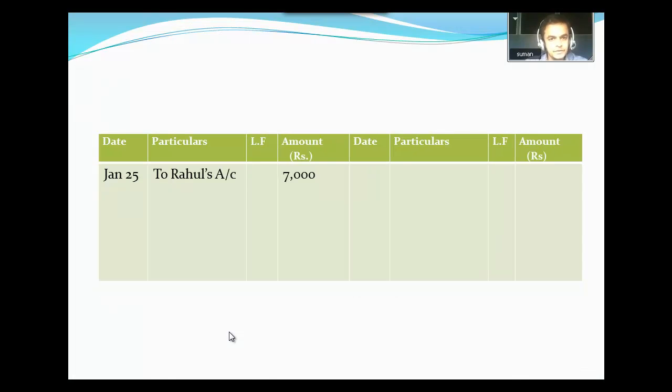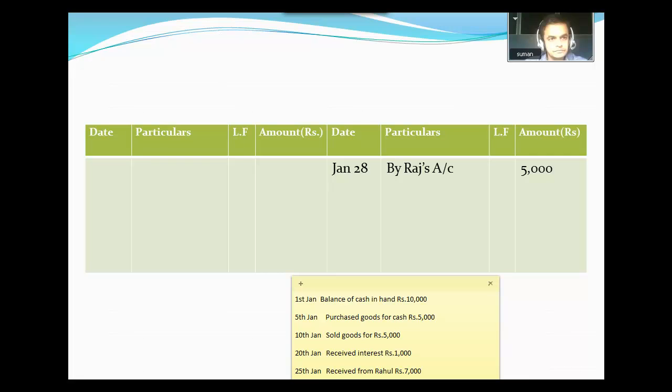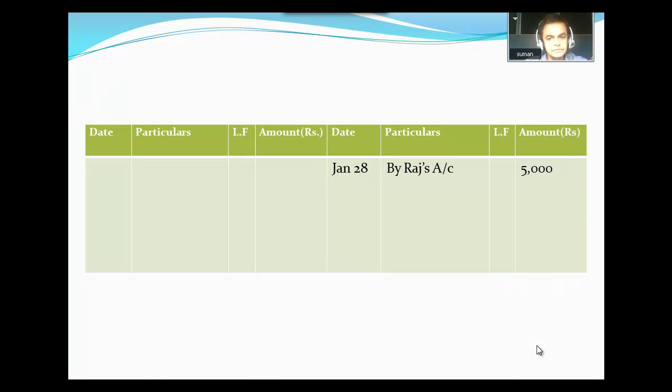Now next transaction. On 25th January received from Rahul rupees 7,000. So we are receiving from Rahul, it means cash is coming in. So it should again be debited, to Rahul's account rupees 7,000. Now next transaction on 28th January paid to Raj rupees 5,000. So we are paying to Raj, it means cash is going out. So when cash goes out, it should be credited. So on January 28th, by Raj's account rupees 5,000.